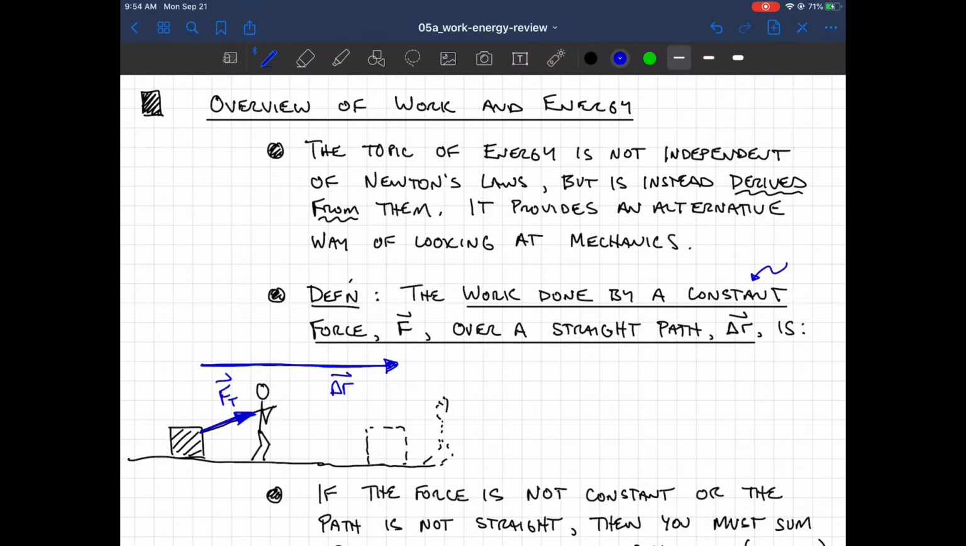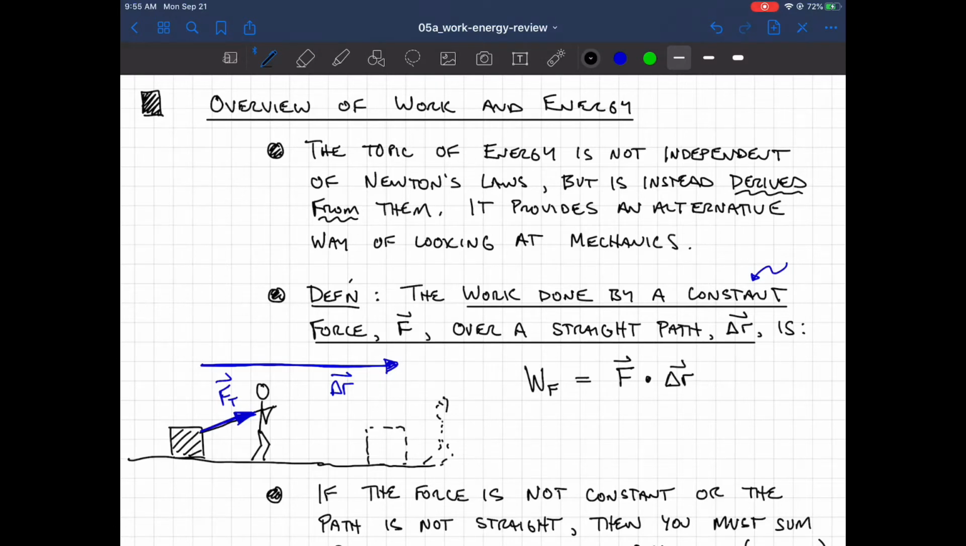So the work done by a constant force, we'll assume that this tension force is constant in time and it's constant independent of where you're standing, over a straight line path, which can be represented by this displacement vector, is defined to be work done by the force is equal to the force vector dotted together with the displacement vector.